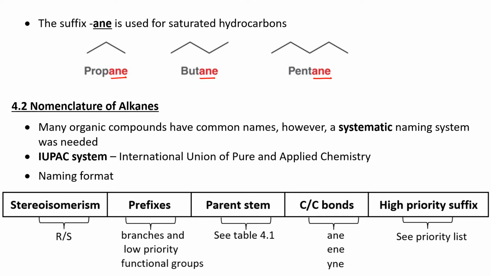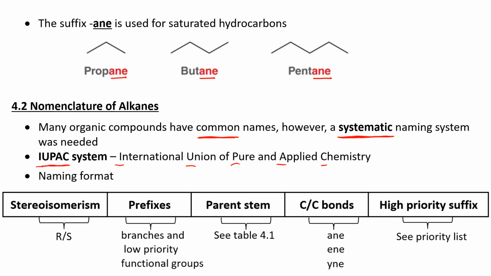All right. So organic compounds have common names and they have systematic names. We're going to focus on their systematic names, although we may use common names here and there. The systematic naming system is called the IUPAC system. It's the International Union of Pure and Applied Chemistry. You don't need to have that memorized, but that's just what it's called.